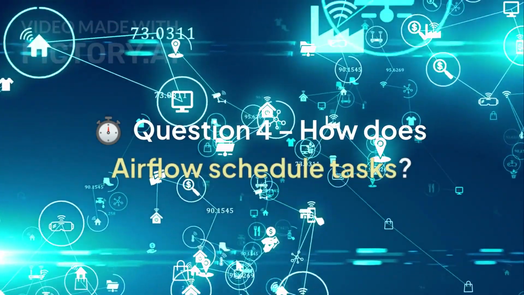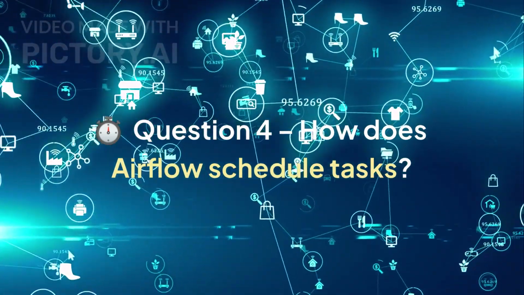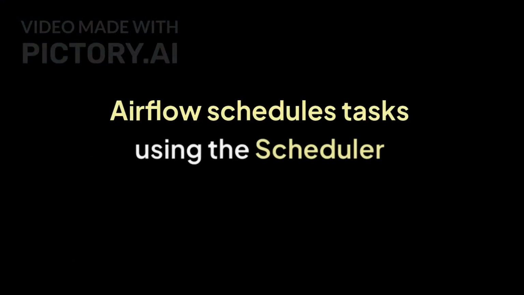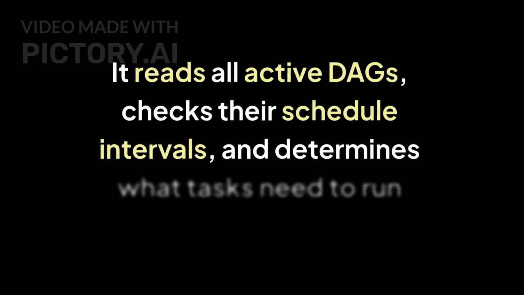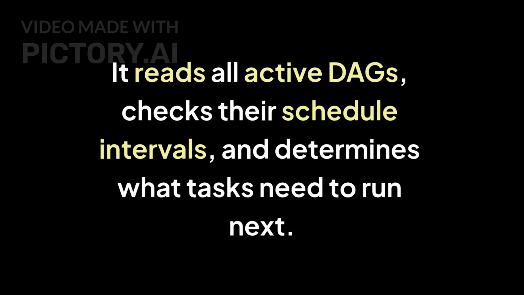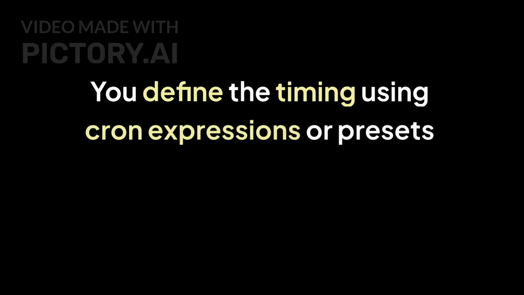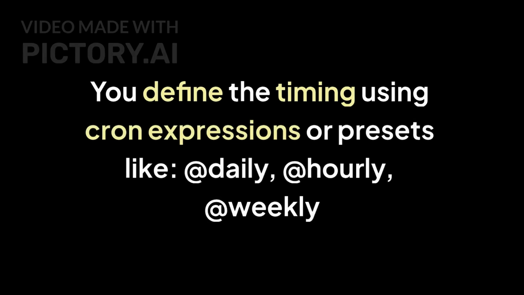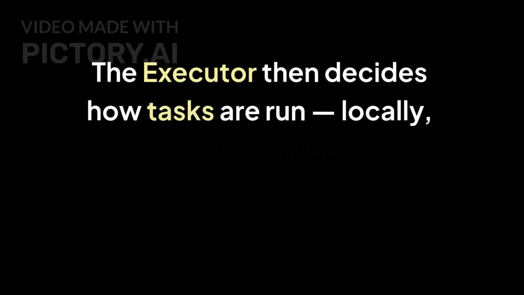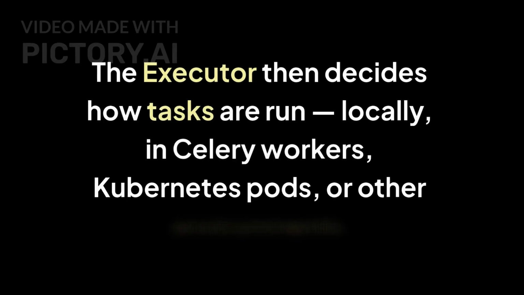Question 4: How does Airflow schedule tasks? Airflow schedules tasks using the scheduler component. It reads all active DAGs, checks their schedule intervals, and determines what tasks need to run next. You define the timing using cron expressions or presets like @daily, @hourly, @weekly. The executor then decides how tasks are run: locally, in Celery workers, Kubernetes pods, or other environments.